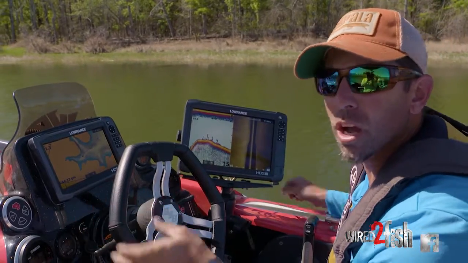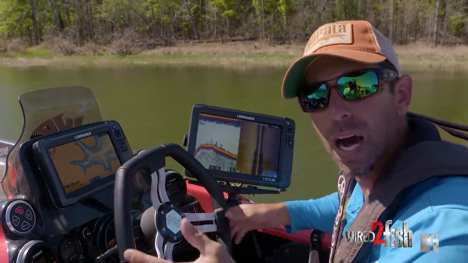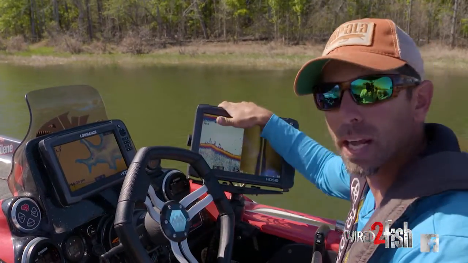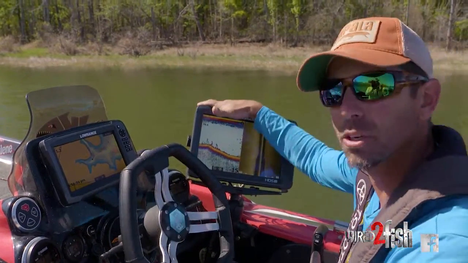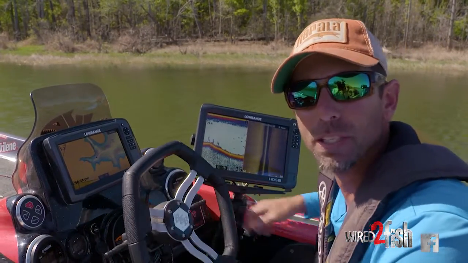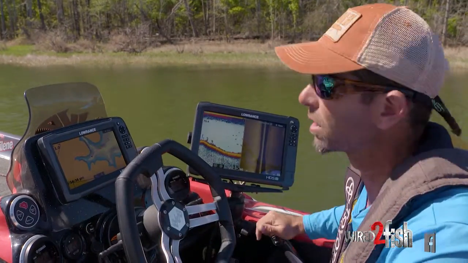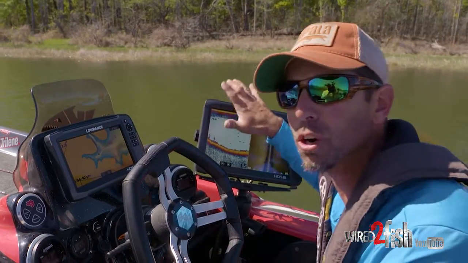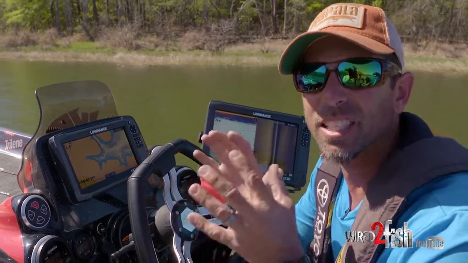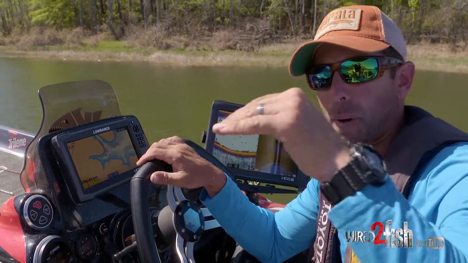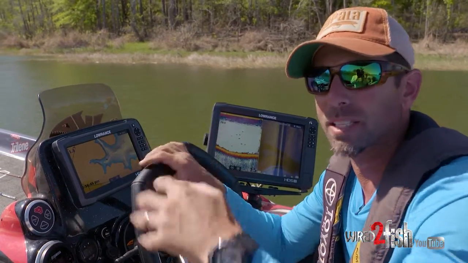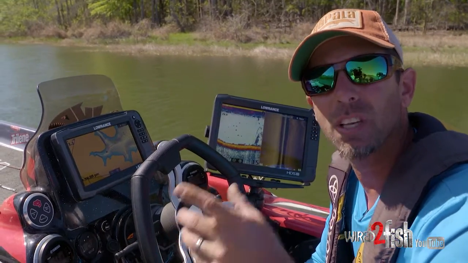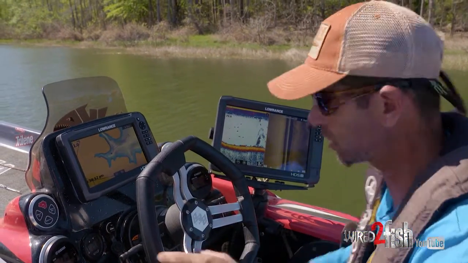Electronics are so important, but I don't want you guys to get overwhelmed by the price of these things. I'm a Lowrance sponsored guy, I'm running these high-end units, but all these companies offer entry-level models, and they do an excellent job. Remember, what you're looking for with these things is areas of change, where the bottom drops, where the bottom rises, pieces of cover. And even on entry-level electronics, you're going to find those areas of change.